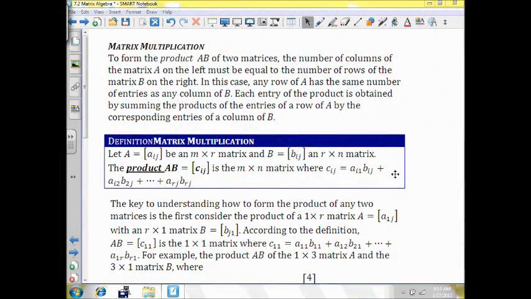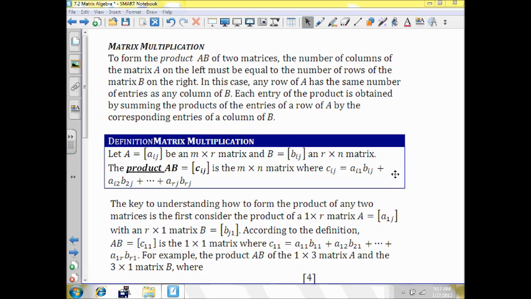In this video, we're going to talk about matrix multiplication. Now, to form the product of matrix A times matrix B, the number of columns of matrix A must be equal to the number of rows of matrix B. So in this case, any row of A has the same number of entries as any column of B.